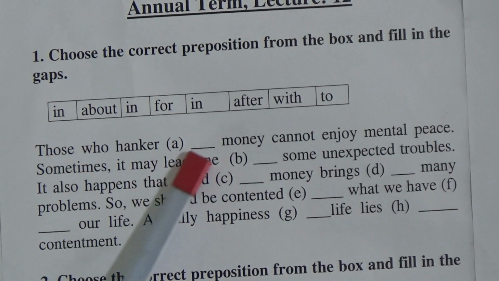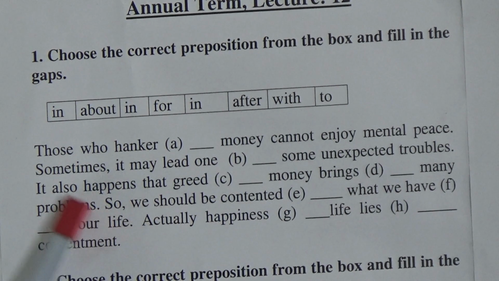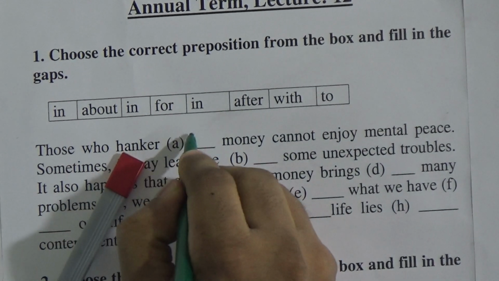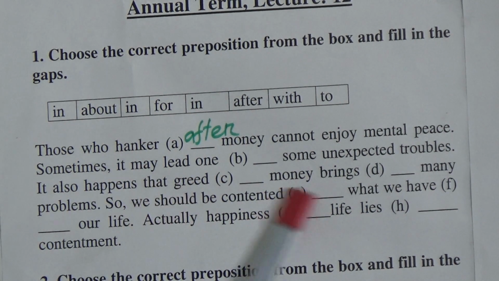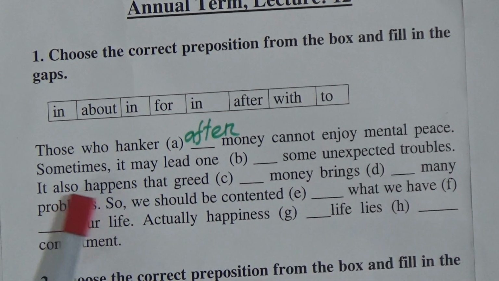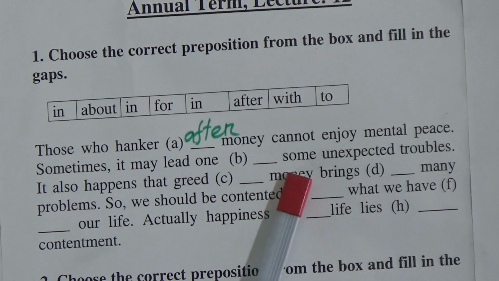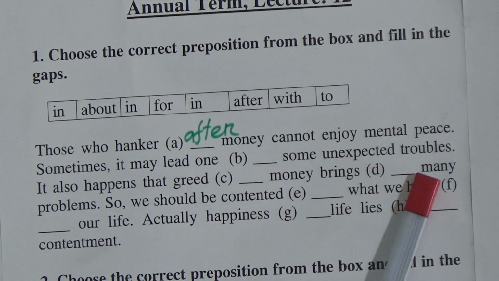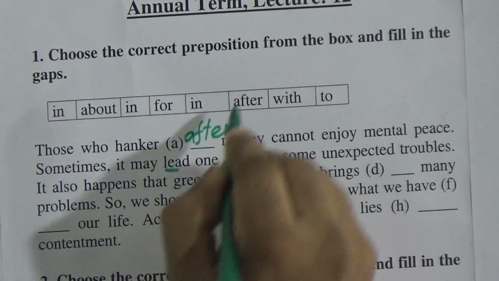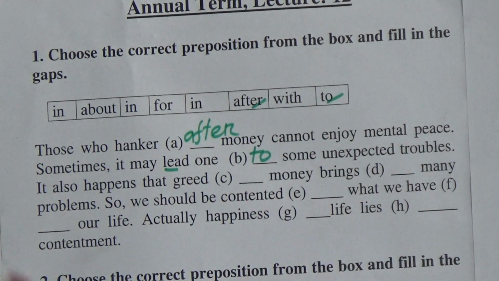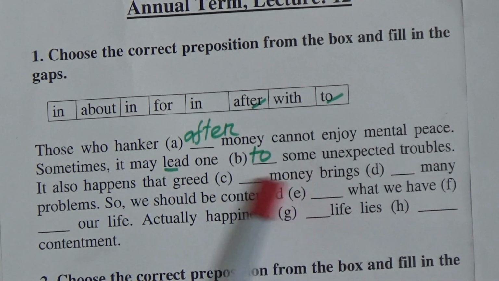Those who hanker dash money cannot enjoy mental peace. So hanker takes the preposition after. Hanker after money cannot enjoy mental peace. Sometimes it may lead one dash some unexpected troubles. So lead always takes the preposition to. So, to some unexpected troubles.